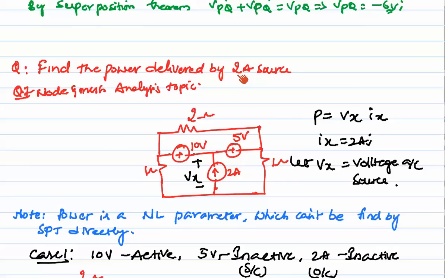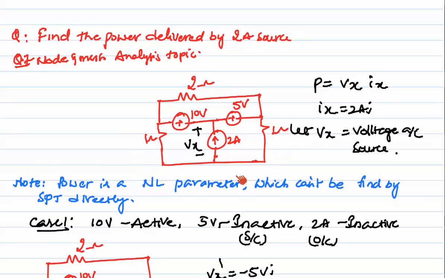What is the power delivered by the 2 amp source? We know the current, so we need to find the voltage. Our main target here is to find Vx. Importantly, power is a non-linear parameter which cannot be found by the superposition theorem directly. As we have done previously, P is not equal to P1 plus P2, because power is a non-linear element.